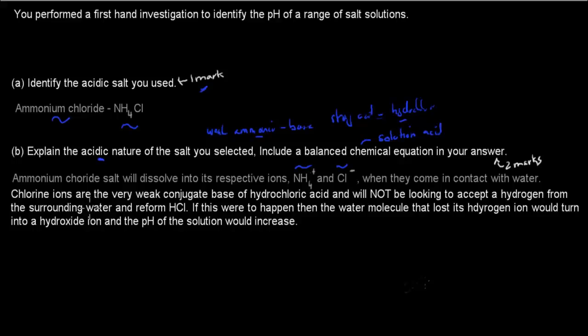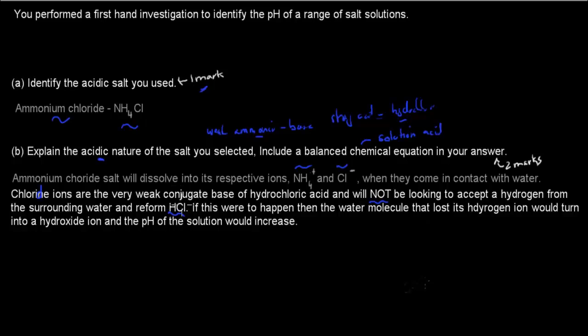Then I talked about chloride ions and how they're really weak. I should actually have written chloride, not chlorine. Chloride ions are the very weak conjugate base of hydrochloric acid and will not be looking to accept a hydrogen from the surrounding water and reform hydrochloric acid. They're so weak that they will not do anything. Once they go in solution, they'll stay the way they are.